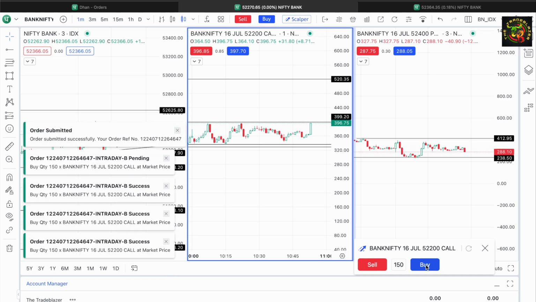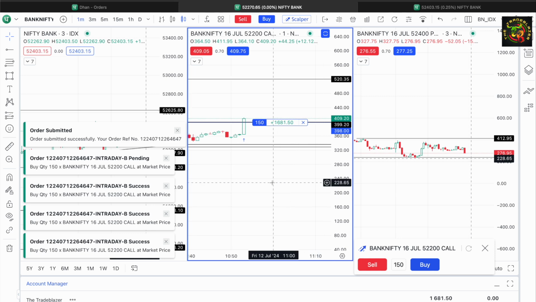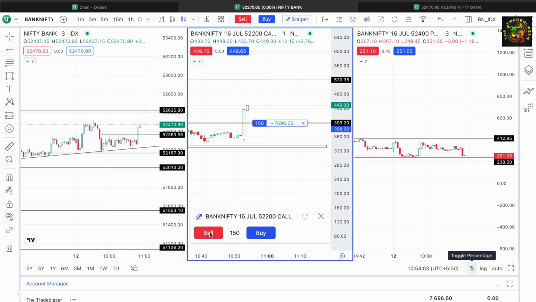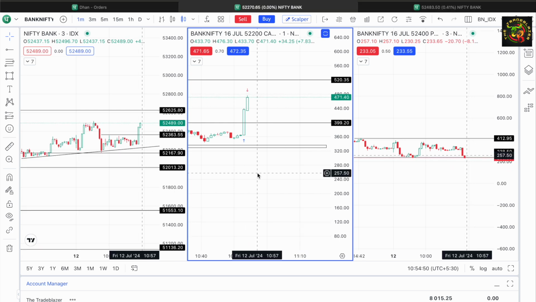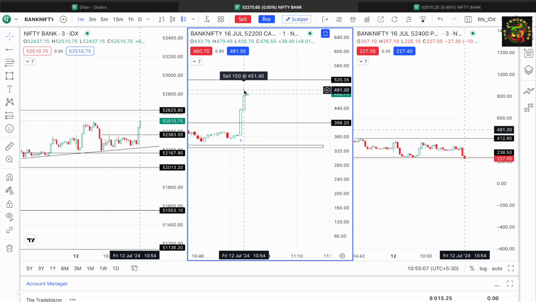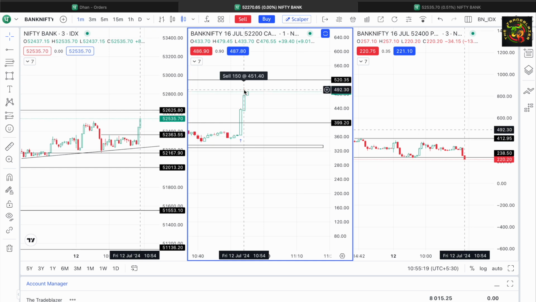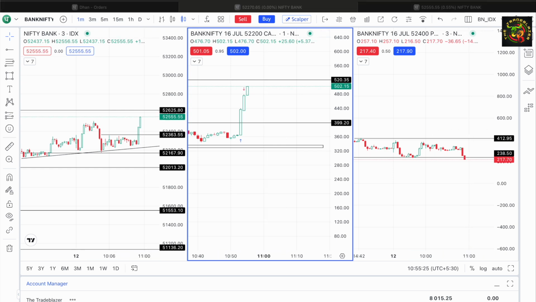After a long wait, we are getting the bullish breakout, guys. So just bought the 52,200 call, 150 quantity of the 52,200 call, and we'll see how this trade goes on from here. So we closed the trade, guys. We exited around 451. Entry price was 398. So we closed with 54 points of profit and made about 8,000 in this trade.